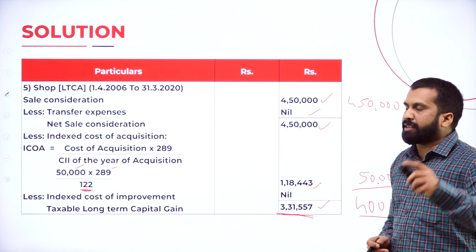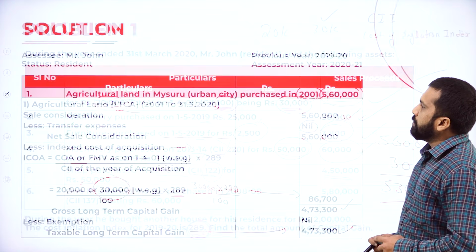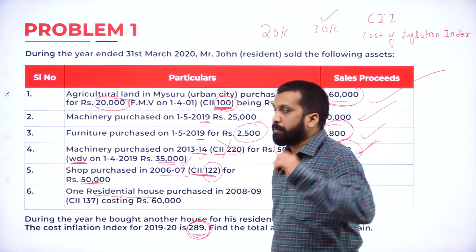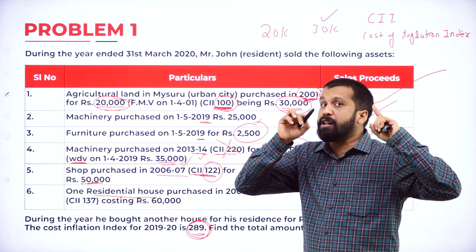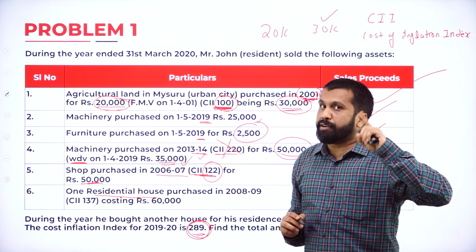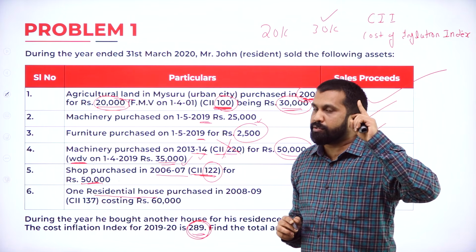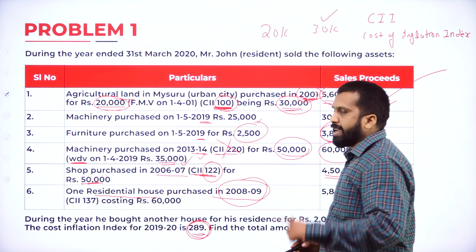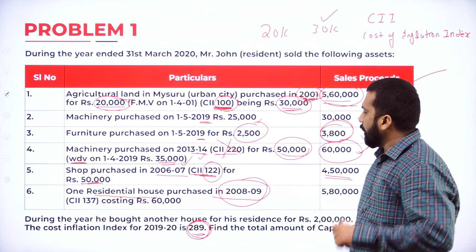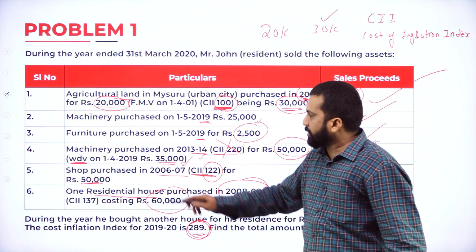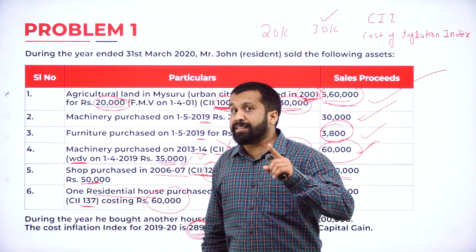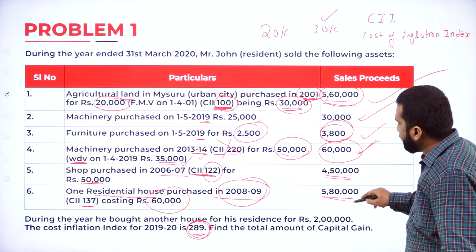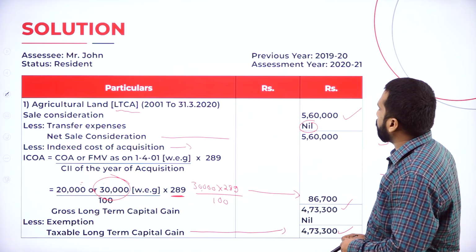We'll go for the last one, that is the sixth one. See, all are individual problems. Now, one residential house. Remember, residential house means which section? Section 54. In the previous session, I told you about residential house. Remember, residential house purchased in 2008-09. 2008-09 means what? Long term. Now, at what price was it purchased? 60,000. What is the indexation number? 137, divided by 137. Remember. And what is the selling price? 5,80,000. Now, I'll go to the answer.